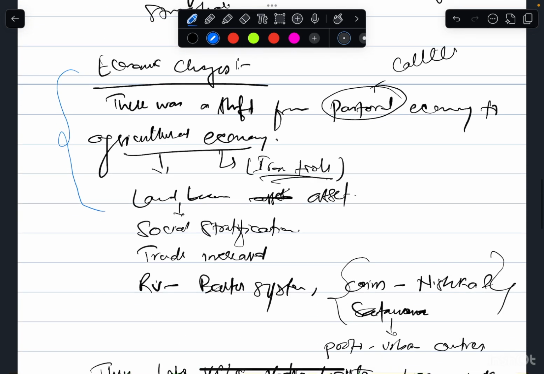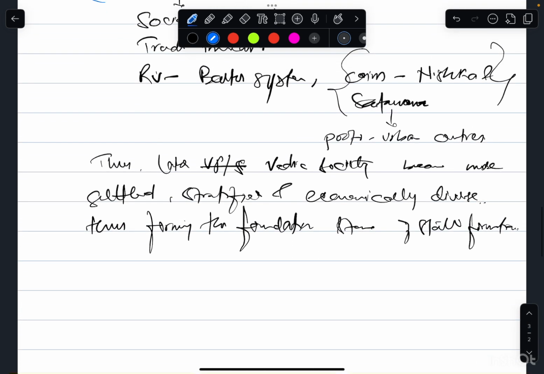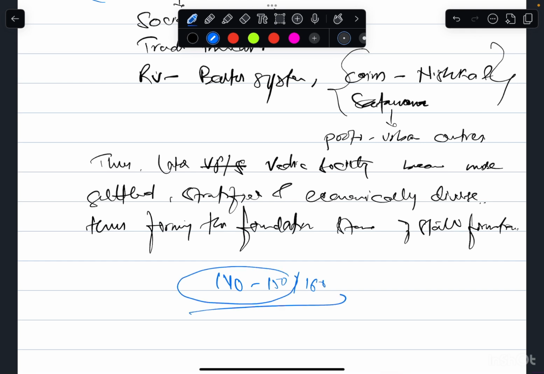Now once you write these things, it will hardly go around 140 to 150 or hardly 160 words, and it will not cross that. Generally, if I am writing the answer, it will be between these 140 to 150. So this is how we can approach the answer.